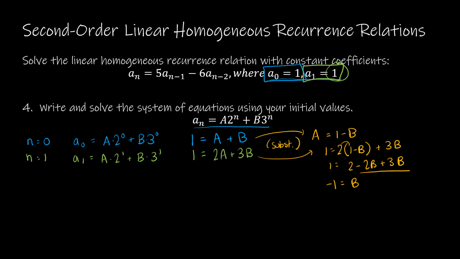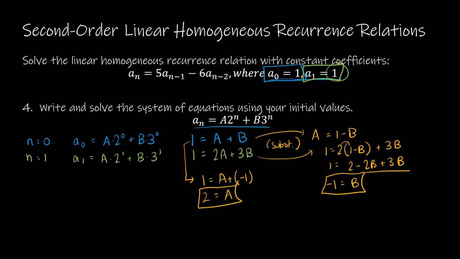And then how do I find a? Well, I'm just going to take the other equation, either equation really, but I'm going to take the simplest one and say 1 is equal to a plus b, and instead of b, I'm replacing it with negative 1. I'll add positive 1 to each side, which is going to give me 2 is equal to a. So there's a, there's b.